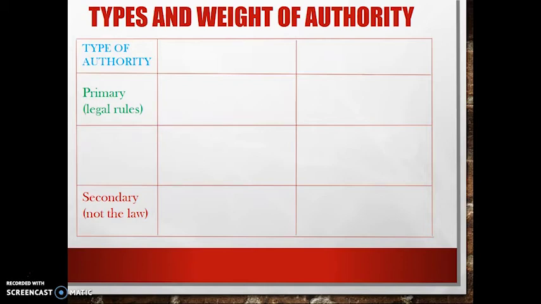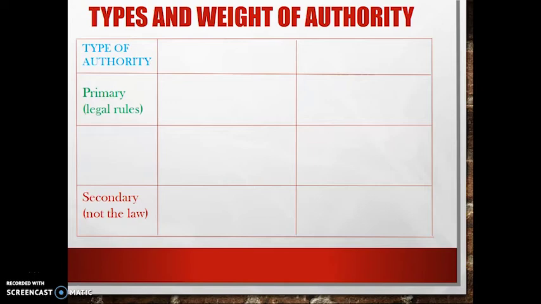Now, the second type of authority is secondary authority. Secondary authority is never the law. It is never the law. Rather, it provides commentary on the law. An example of secondary authority is a law review article.